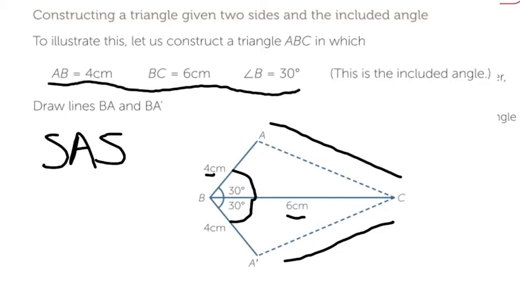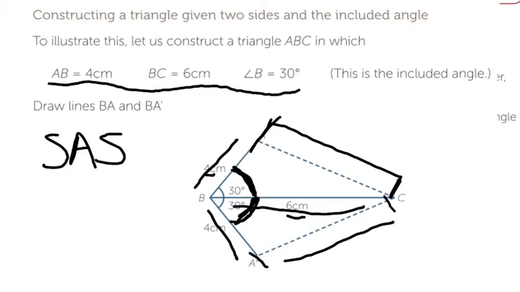Any triangle that has a line AB of 4 and a line BC of 6 centimeters with a 30-degree angle in the middle of the 2 sides, the only line that could possibly join here has to be the line AC.